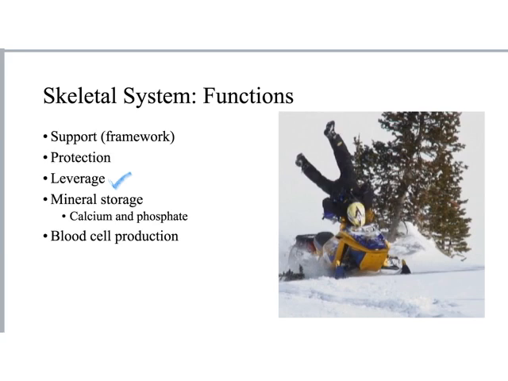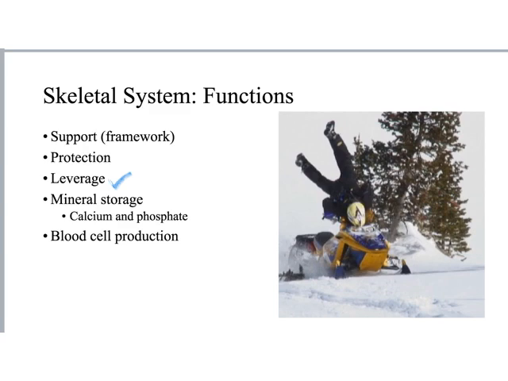Your bones are also a major storage center for minerals like calcium and other substances like phosphate, for example. So calcium and phosphate are stored in the bone. And your blood cells are also produced in your long bones, in the marrow of your long bones. That's where your blood cells are made. So these may be some of the functions that you haven't thought about before.